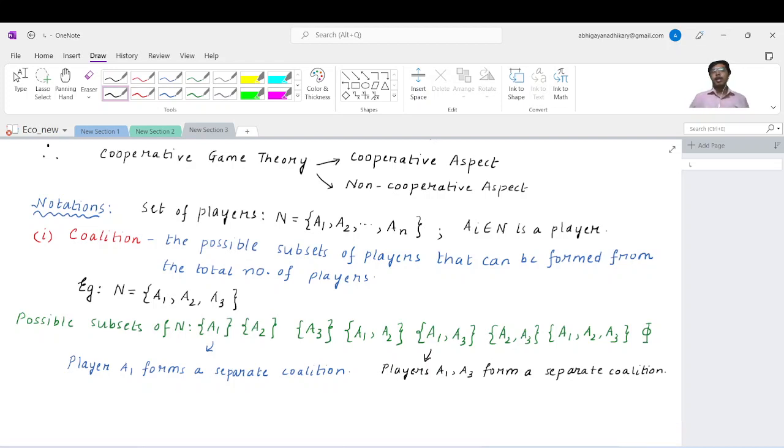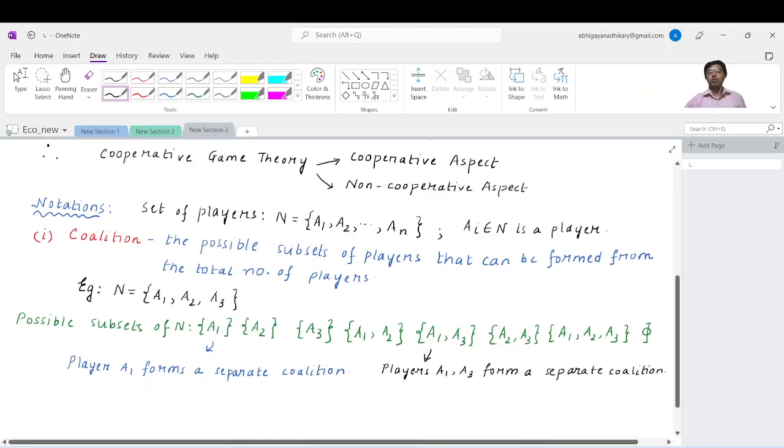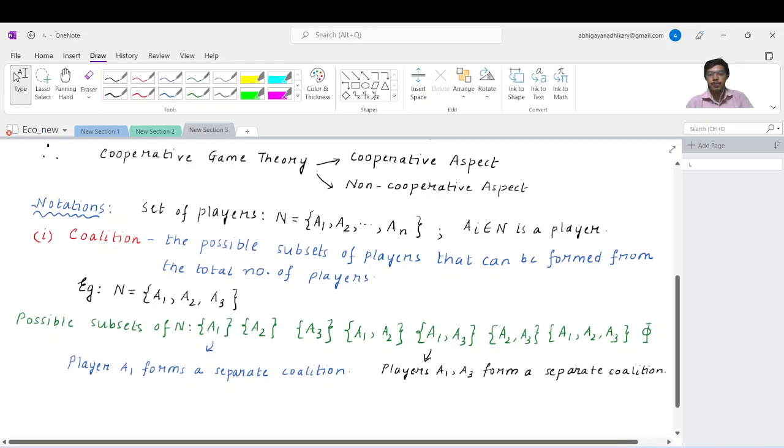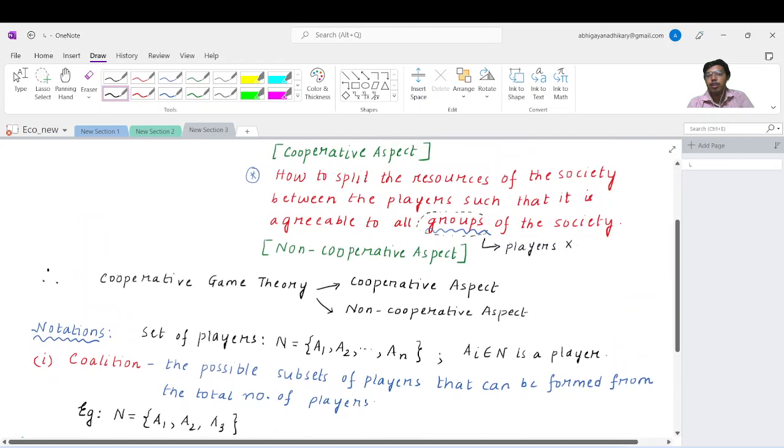It is possible that A1, A2 decide to cooperate, leaving A3 aside, or A2, A1 deciding to cooperate, leaving A3 aside. Things like that can happen. So it has to be acceptable not only to the individual players but to all possible groups. So essentially the term groups over here that I have written basically refers to coalition that I am mentioning right now. It has to be acceptable to all possible coalition.